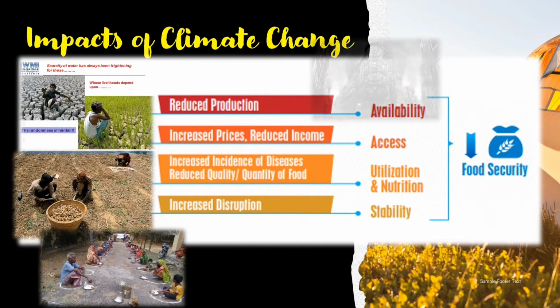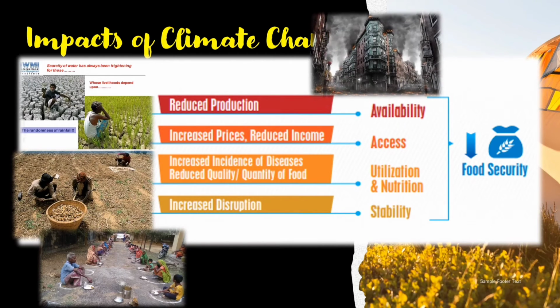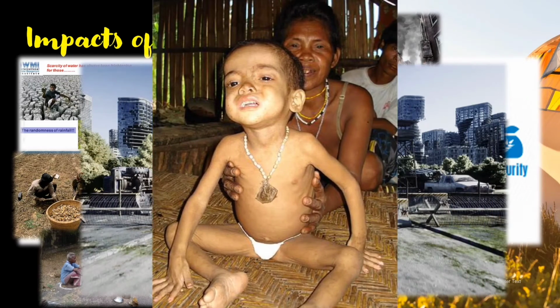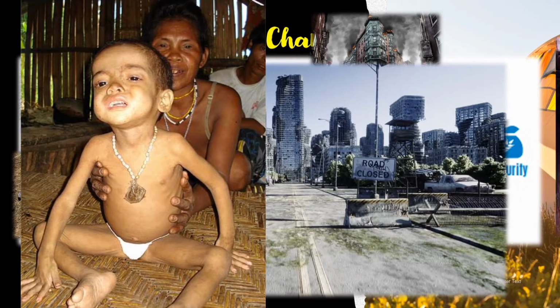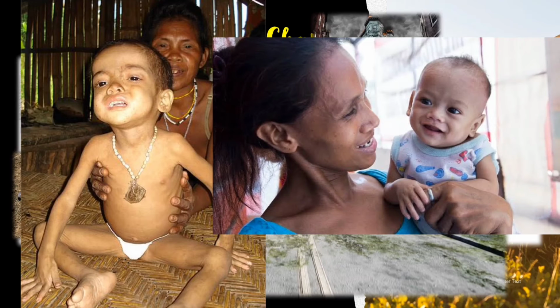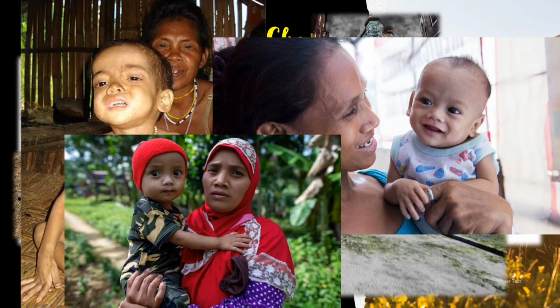Impact of climate change: utilization and nutrition. Number 3. Climate change is expected to increase the incidence of diseases, therefore affecting utilization of food, particularly among children. Moreover, reducing agricultural production means that the most vulnerable households will have less food available, increasing the risk of malnutrition.